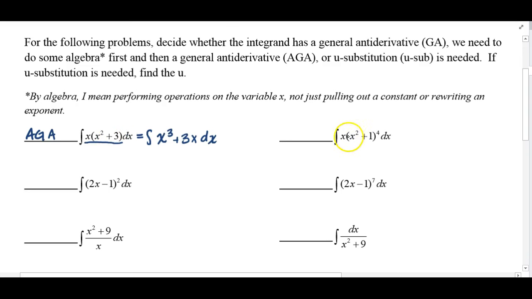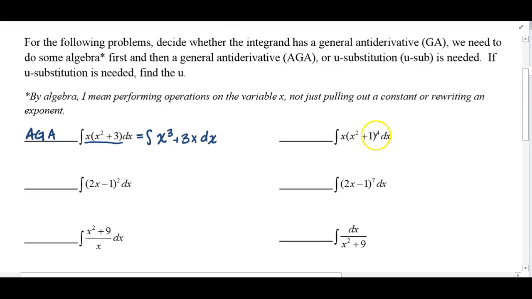The next problem is slightly different. I'm looking at this one: x times x squared plus 1 to the 4th. Again, always start with that process. Can you find a general antiderivative? Can you go straight from this to an answer? No. Then the next question is, can I do some algebra?